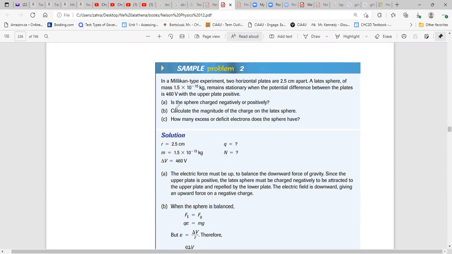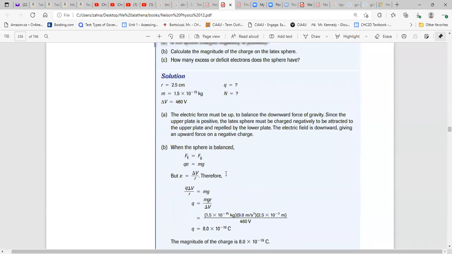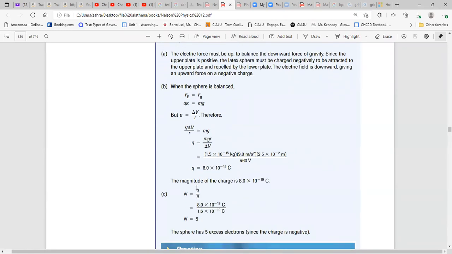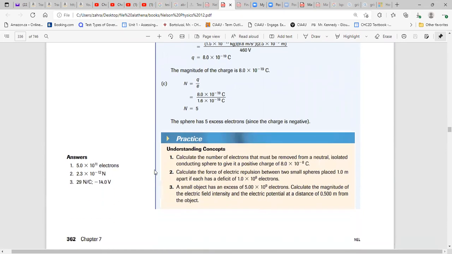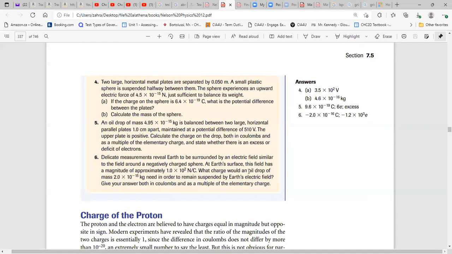Here, calculate the magnitude of the charge on that. We know the equation we discussed, Q equals mg R over delta V, where m, g, R and delta V are all known. Find Q. How many excess or deficit electrons does the sphere have? You just need to know that Q is n multiplied by E, so n is Q over E. Q is given, divided by the electron charge. Practice: you can do questions 1, 2, and 3, and here 4, 5, and try.